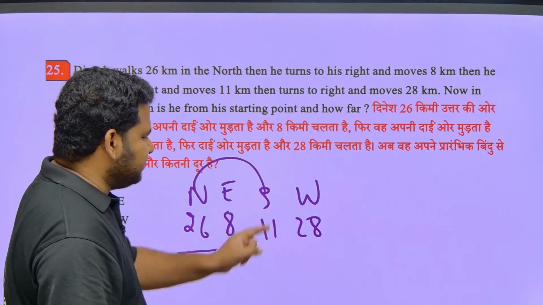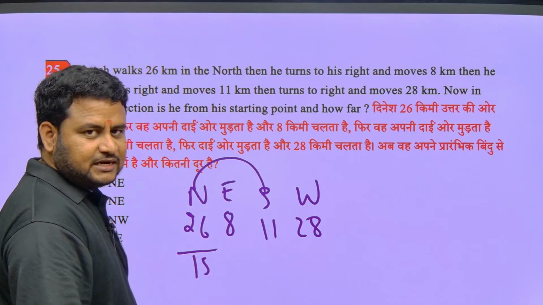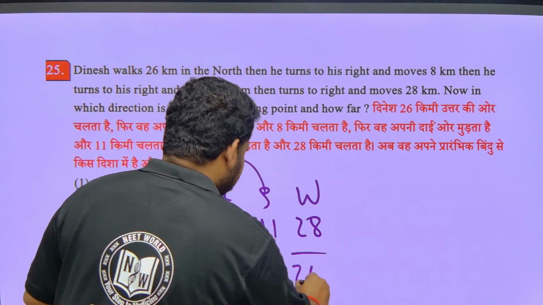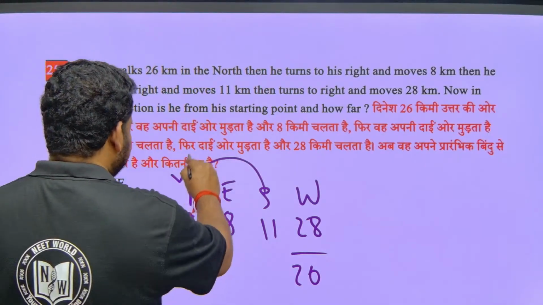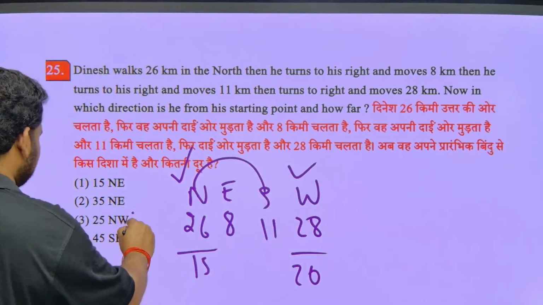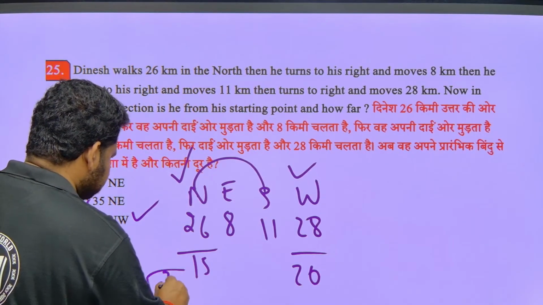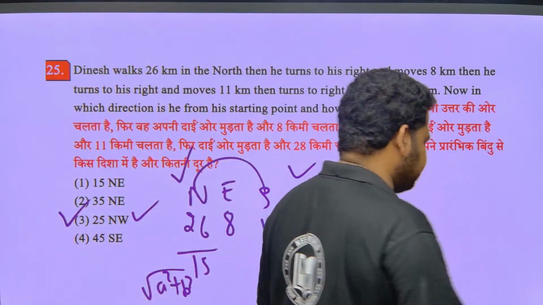Now east and west. East and west difference is what? 28 minus 8 is 20. But which is the bigger number out of 28 and 8? 28 is bigger. So under west I should write 20. So what is the direction that we have? We have direction of northwest. So the direction is northwest, and if finding the distance, you can use the formula A square plus B square. So the answer is 25 kilometers northwest direction. Clear?